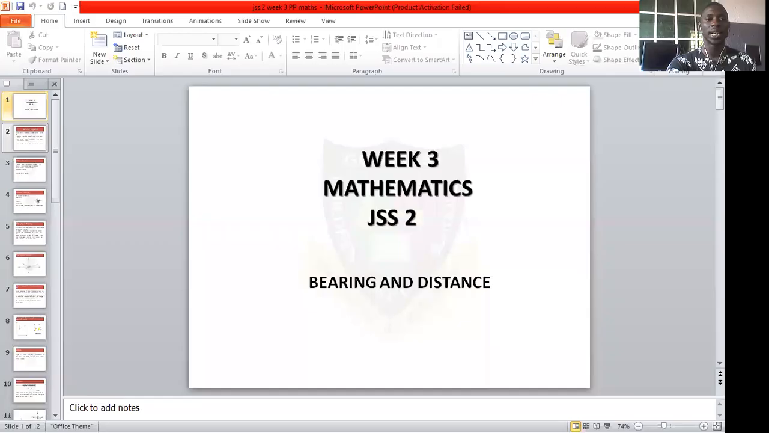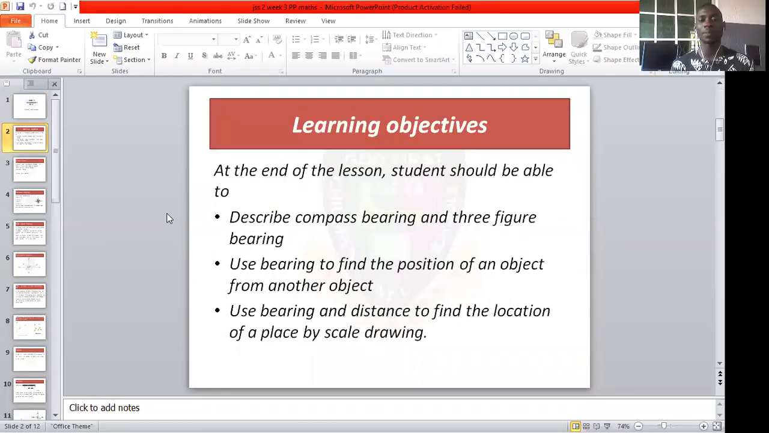But before we go into the details of the topic, I would like to share with you the learning objective, what we have set aside to achieve today. At the end of the lesson, students should be able to describe compass bearing and 3-figure bearing. These are the major types of bearing that we have. The compass bearing indicates the poles and the points between all these 4 cardinal points.